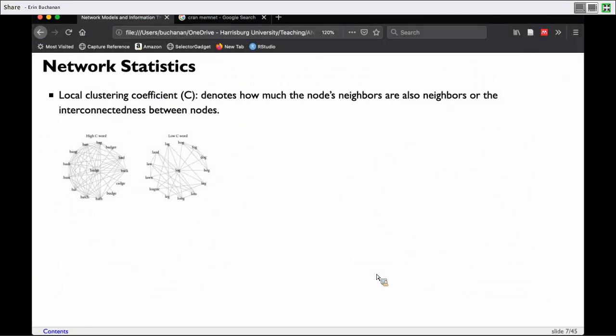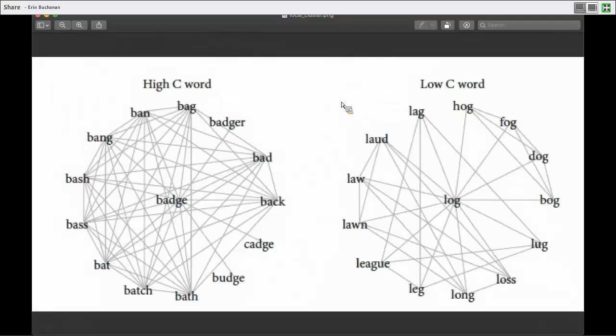So C, or local clustering, denotes how much the neighbors are also neighbors. If you think about this with your friends, it's how much your friend group is also friends with each other. Or is it like, I know this person and I know that person, but they don't know each other? So a high clustered word here on the left, everything is interconnected. So you see how there are all these extra lines.